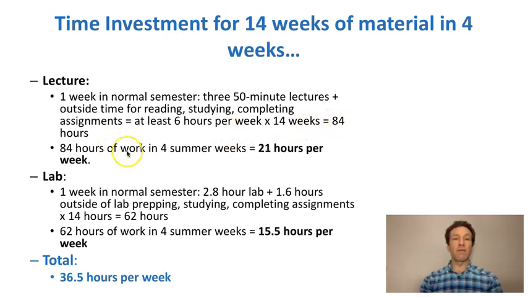Now, if we take those 84 hours and divide it into the 4 weeks we have for this summer course, that's going to work out to about 21 hours per week for the lecture material. Let's now go through the math for lab. In lab, 1 week in the normal semester would have about a 2.8 hour lab. They're 2 hours and 50 minutes long.